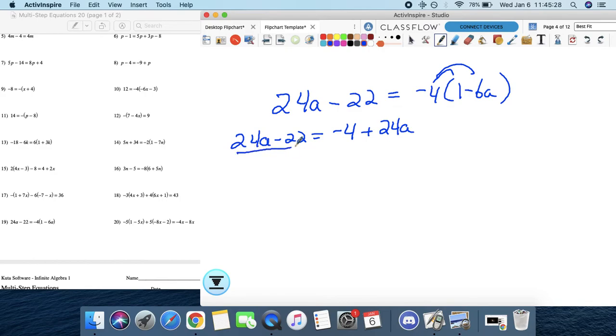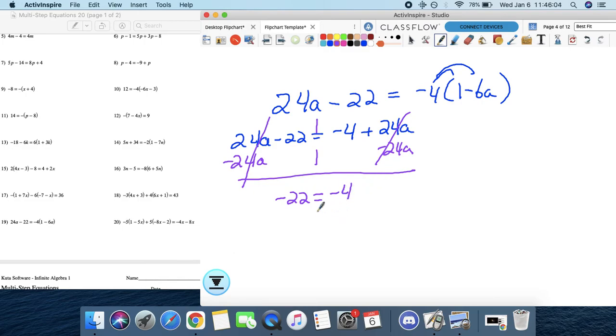Combine like terms. Can I combine these two? No. Can I combine these two? No. So nothing's happening. Well, there's a variable on both sides, so I have to take care of it. Notice that they're both the same: 24a and 24a. So let's get rid of this 24a, which means I have to subtract 24a on the other side, and look what happens. 24a minus 24a goes away, and -22 comes down. And 24a minus 24a also goes away, and -4 comes down.